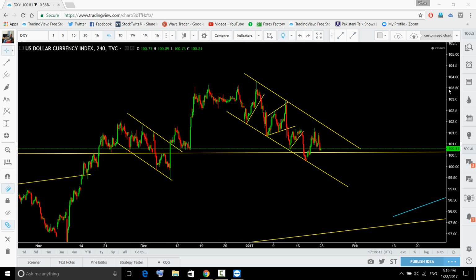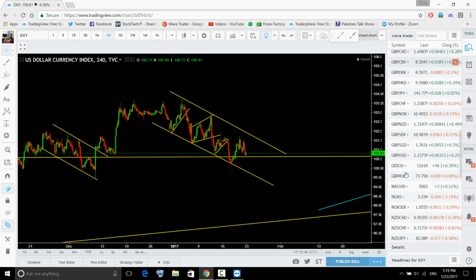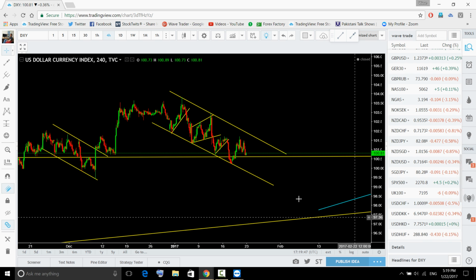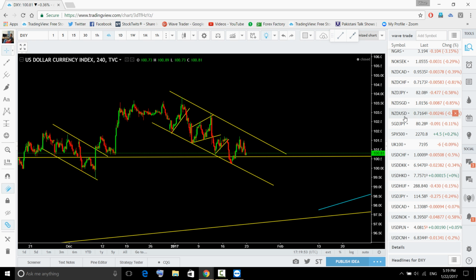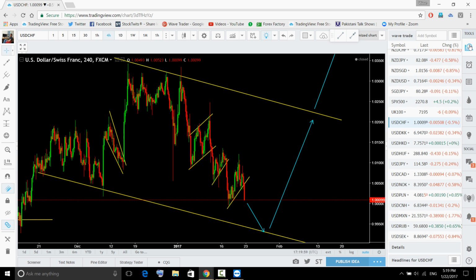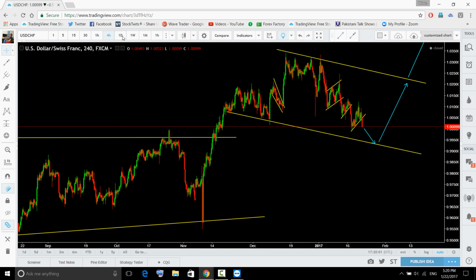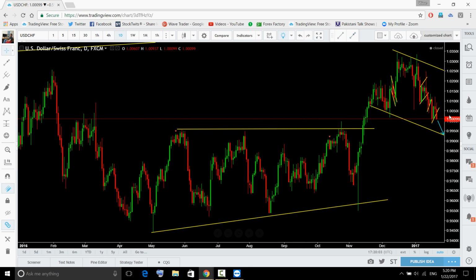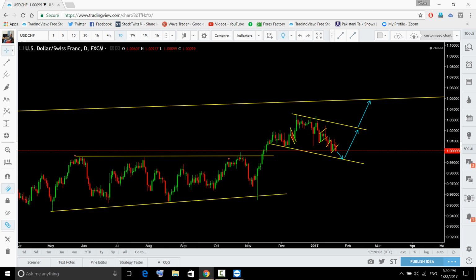Same like the other pair, we will look at the other pair with the same technique, the USD CHF. On USD CHF we will also look for a buy to the upside. These two pairs are correlated with each other. So we will look for this move to the upside. The move we can see over there is corrective, and the impulsive move may appear to the upside.